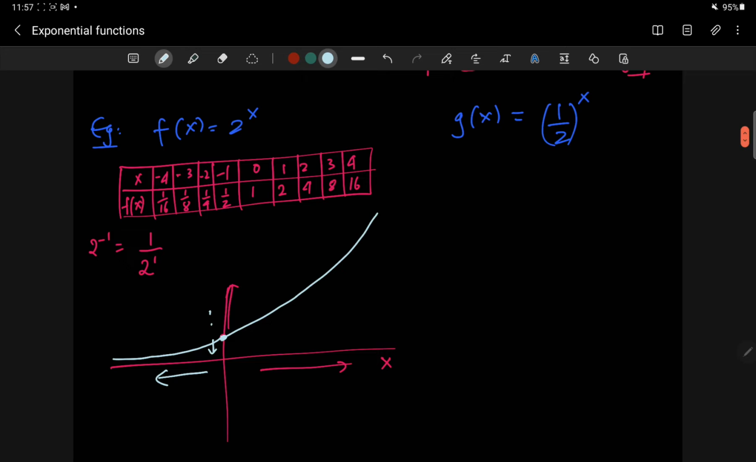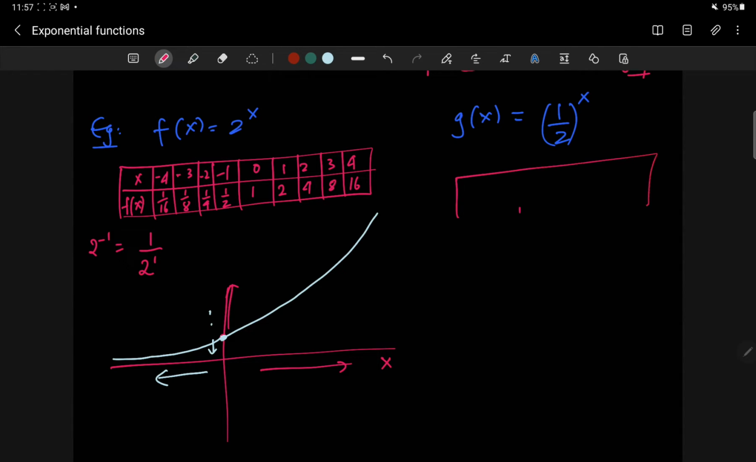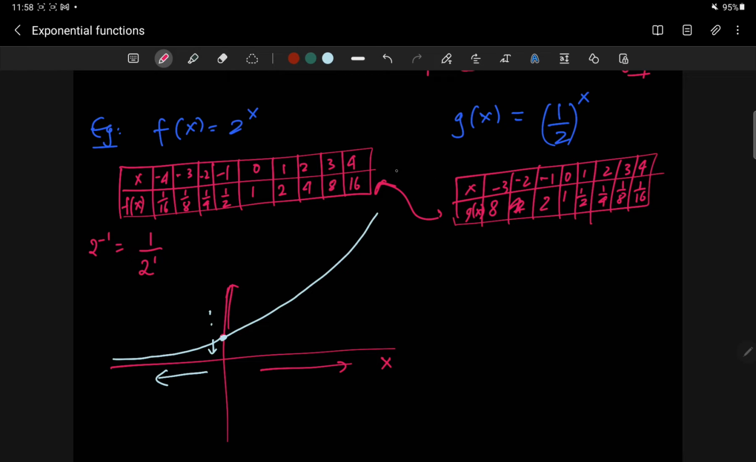Now, what if I change this 2 to 1 half? If I change this 2 to 1 half, we will notice an interesting pattern. g of x, let's say we have 0, 1, 2, 3, 4, negative 1, negative 2, negative 3. To the power 0 will still give me 1, but this is going to be 1 half, 1/4, 1/8, and 1/16. Whereas if I do 1 half to the negative 1 and I flip it, I get back 2. So this would be 2 squared, which is 4 and 8. So these get reversed.